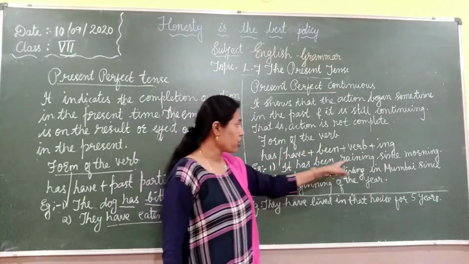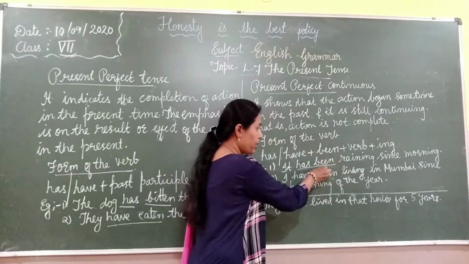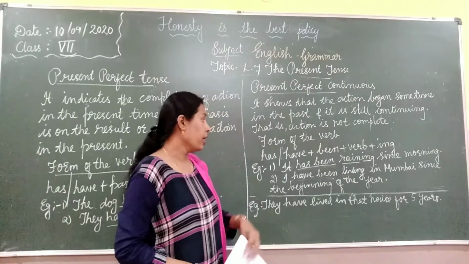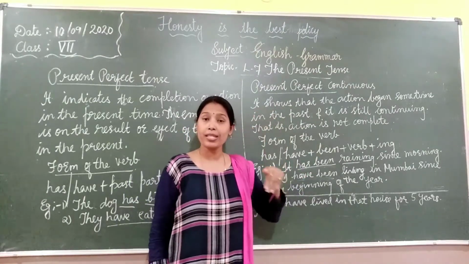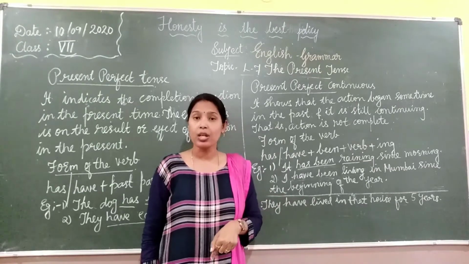It has been raining since morning. Has been. Okay, been added. This is the verb rain plus ing, raining. It started raining a while ago, but from morning it is still raining. That means it is still raining.